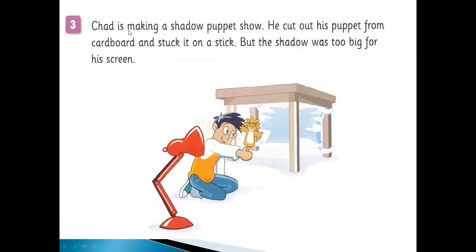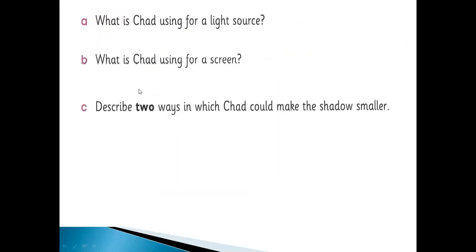Question number three. Chad is making a shadow puppet show. He cut out his puppet from cardboard like this and stuck it on a stick like this, but the shadow was too big for his scene. The shadow was too big for his scene. So what is Chad using for a light source?